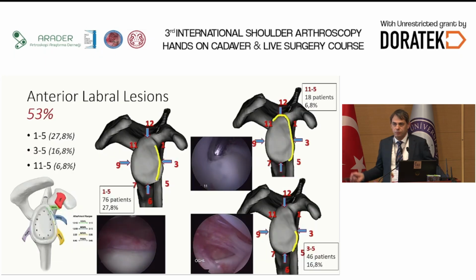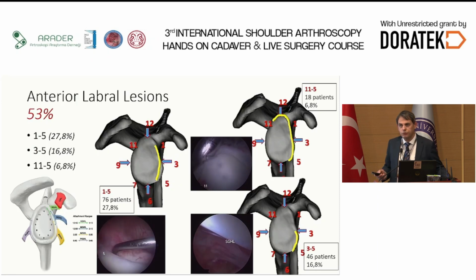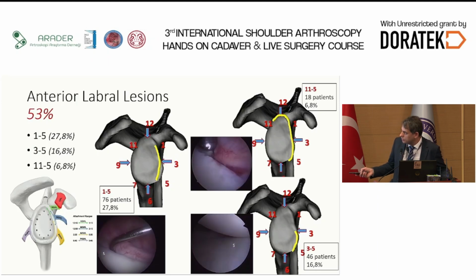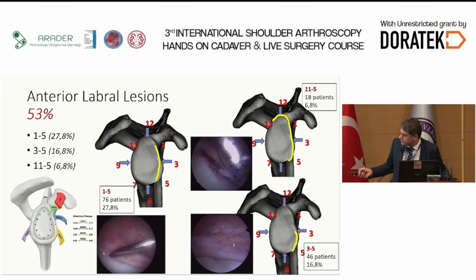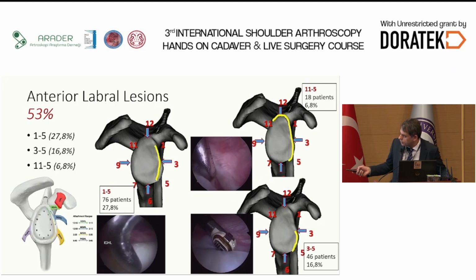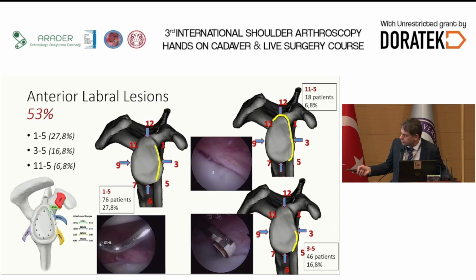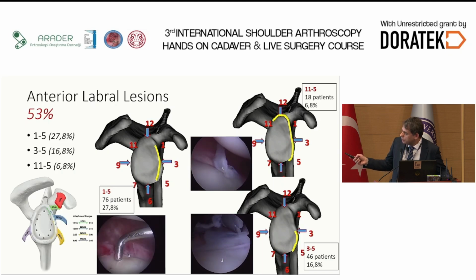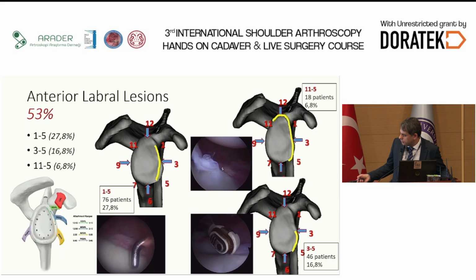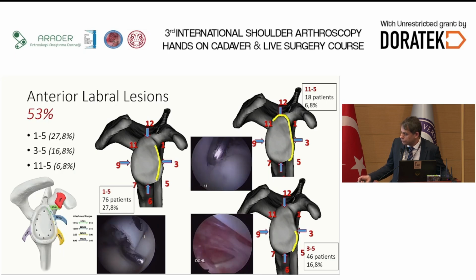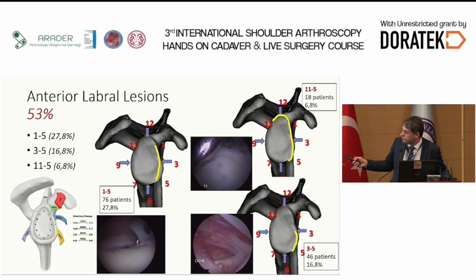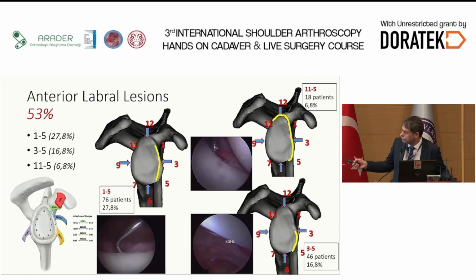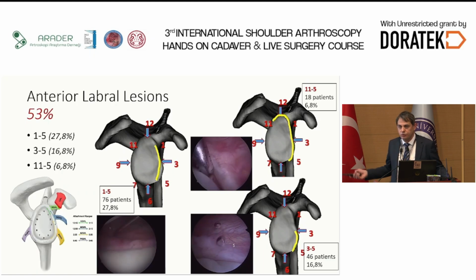This is anterior labrum tears. The most seen is the lesion from 1 to 5 o'clock. This is the most seen, 1 to 5 o'clock. And the second most seen is 3 to 5 o'clock. And this is another type from 11 to 5 o'clock. This includes a SLAP lesion. Classically, we call this SLAP 5 lesion.